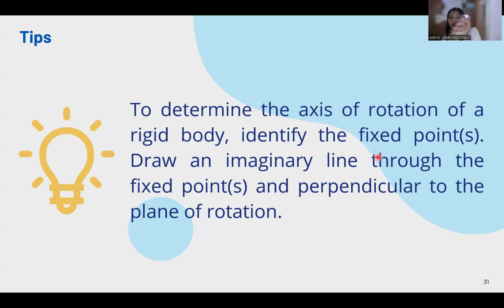On the other hand, if we're going to roll this bottle, the rolling bottle, we can actually put the axis through right here, along the center of the bottle, and it is still on the fixed point. So, in determining the axis of rotation, you need to draw an imaginary line through the fixed point and perpendicular to the plane of rotation.